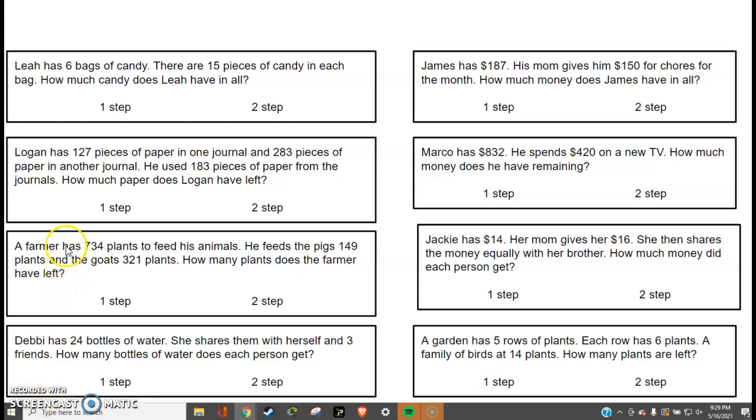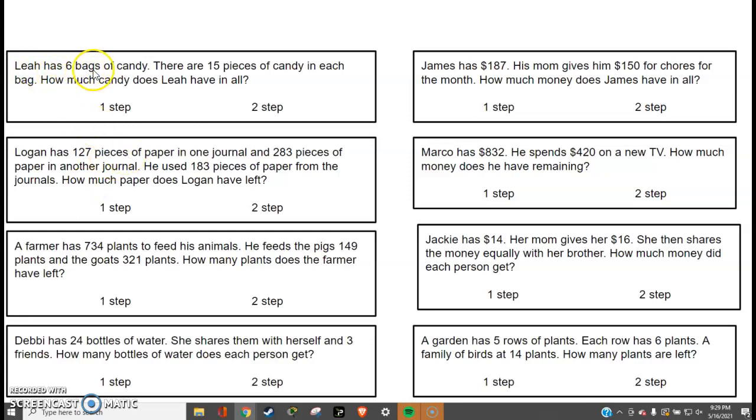Alright guys, so today we are going to look at 8 different word problems, and we are going to first decide if they are a one-step or a two-step problem. And then after that we are going to create the strip diagram and equations for all 8 of these problems. So let's get started. Here's the first question.